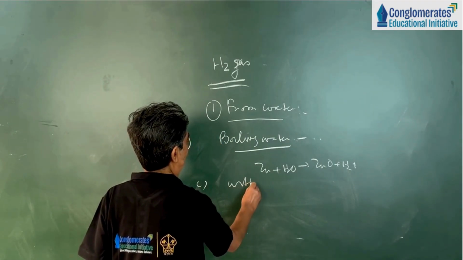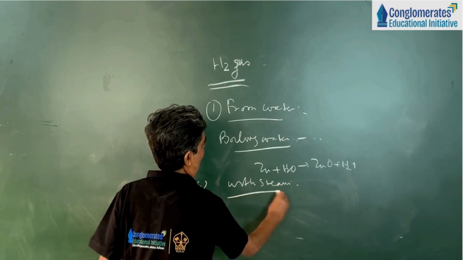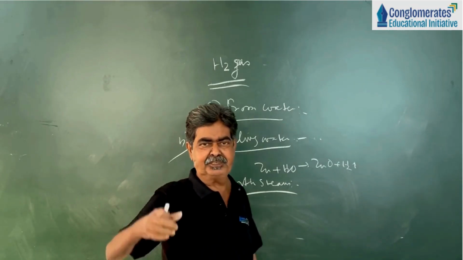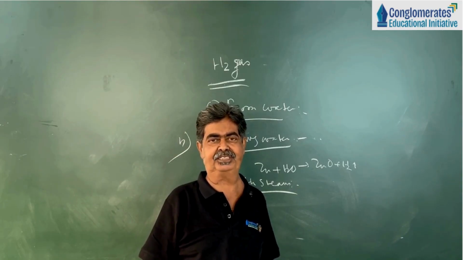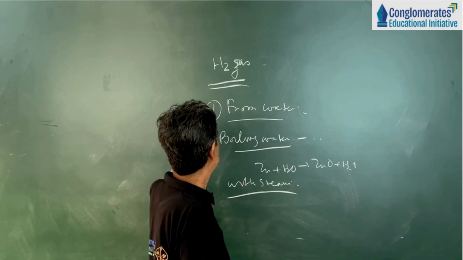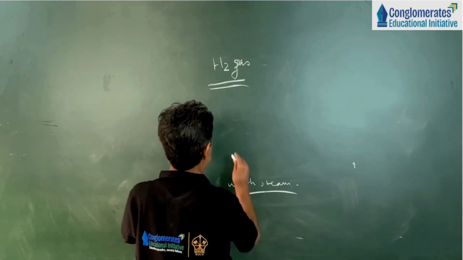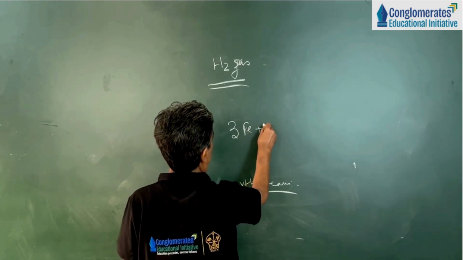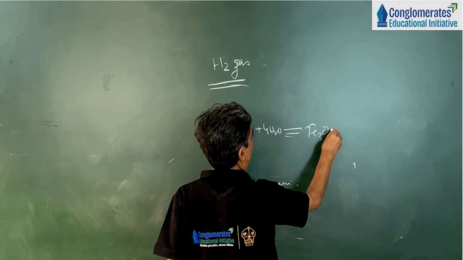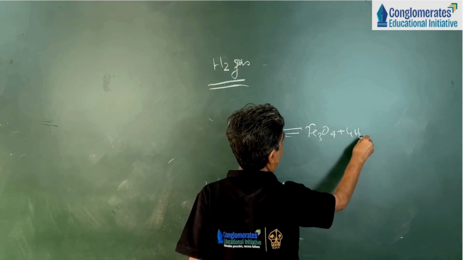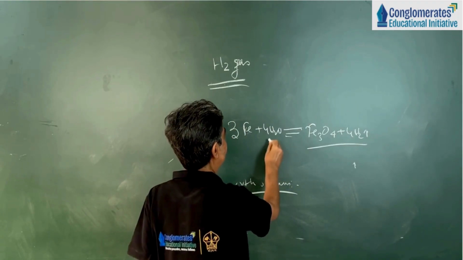With steam, what reaction? When steam is passed over red hot iron, then iron becomes oxidized to Fe3O4, with the evolution of hydrogen gas. What is the reaction? 3Fe plus 4H2O, reversible reaction, Fe3O4 plus 4H2. This is steam. Here it will be the steam.